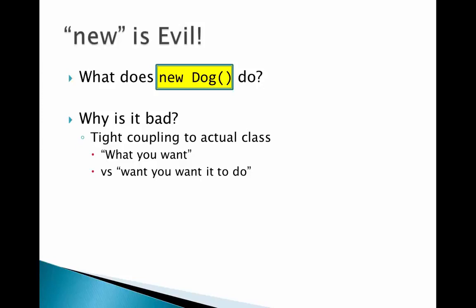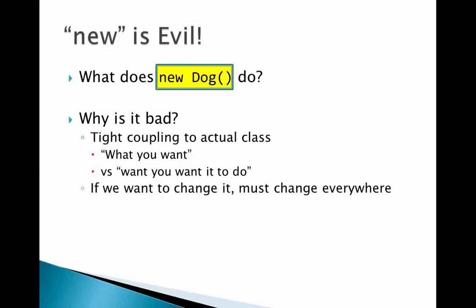So if we can abstract that out, that reduces our coupling. Rather than caring specifically about I depend on dog, I can say I depend on something that does something for me. Now, the other thing that's a big problem with this is if we ever want to change it, let's say instead of creating a new dog, we want to create a new cat.